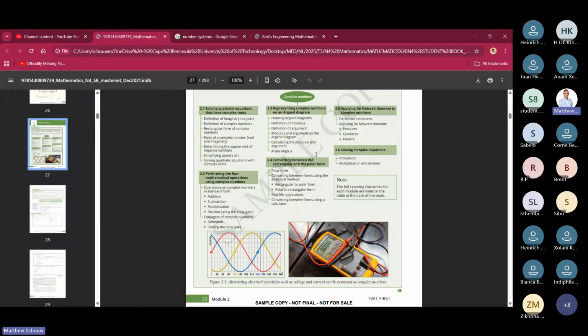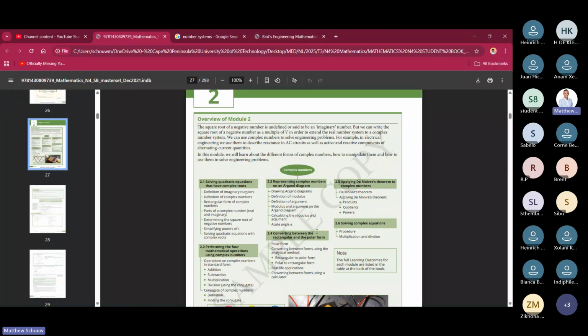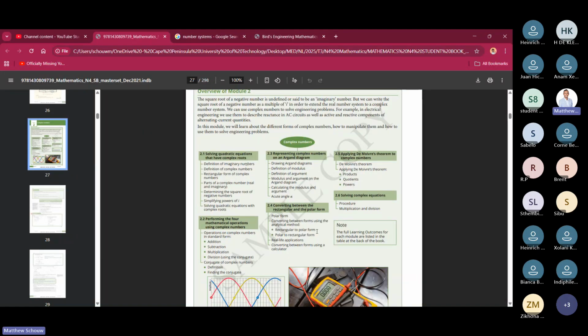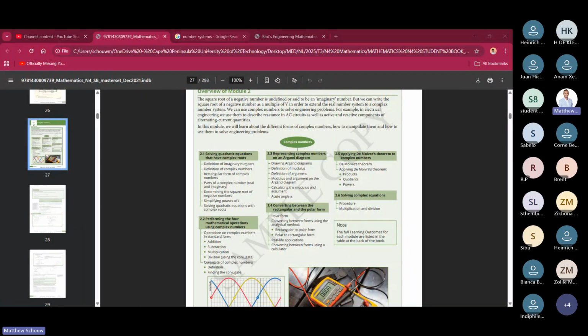So, new module, complex numbers, not bad. I would say it's slightly easier than the previous. It's just a matter of getting used to. It does apply a lot of the rules of standard algebra. But that being said, let's commence.